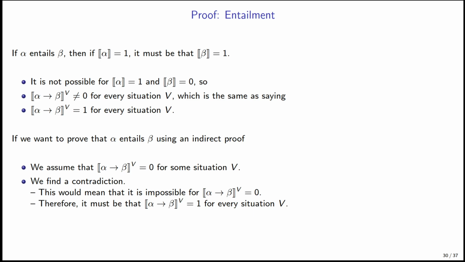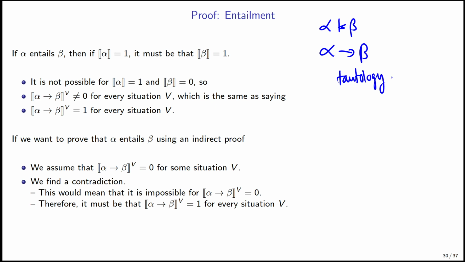Let's now think about proofs for entailments, and we have one example that I've gone through. So, entailment. Remember, if alpha entails beta, what this just means is that alpha arrow beta is a tautology.